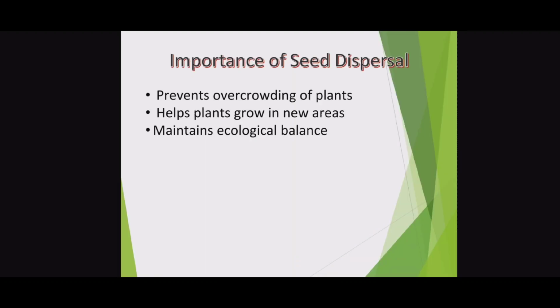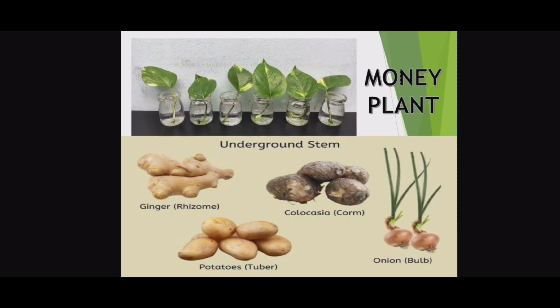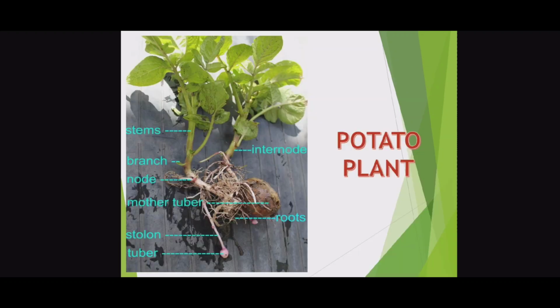Importance of seed dispersal: it prevents overcrowding of plants and also helps plants grow in new areas. It also maintains the ecological balance. Now, new plants can grow from other parts of plants, like rose from stem cutting, and money plant also from stem, then underground stems: ginger, potato, onion, and this is the potato plant.